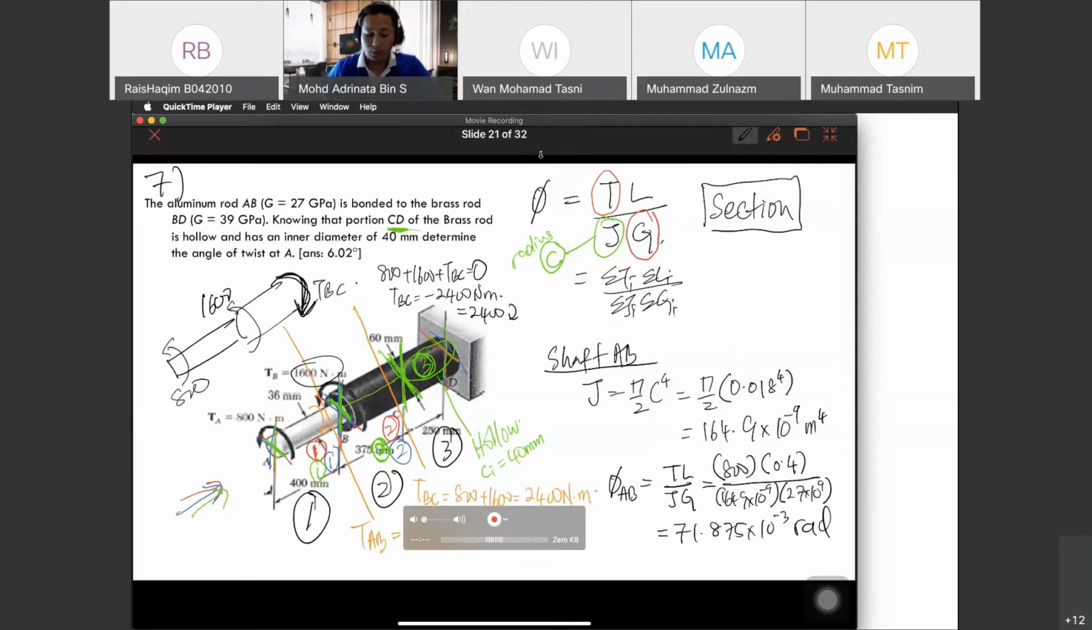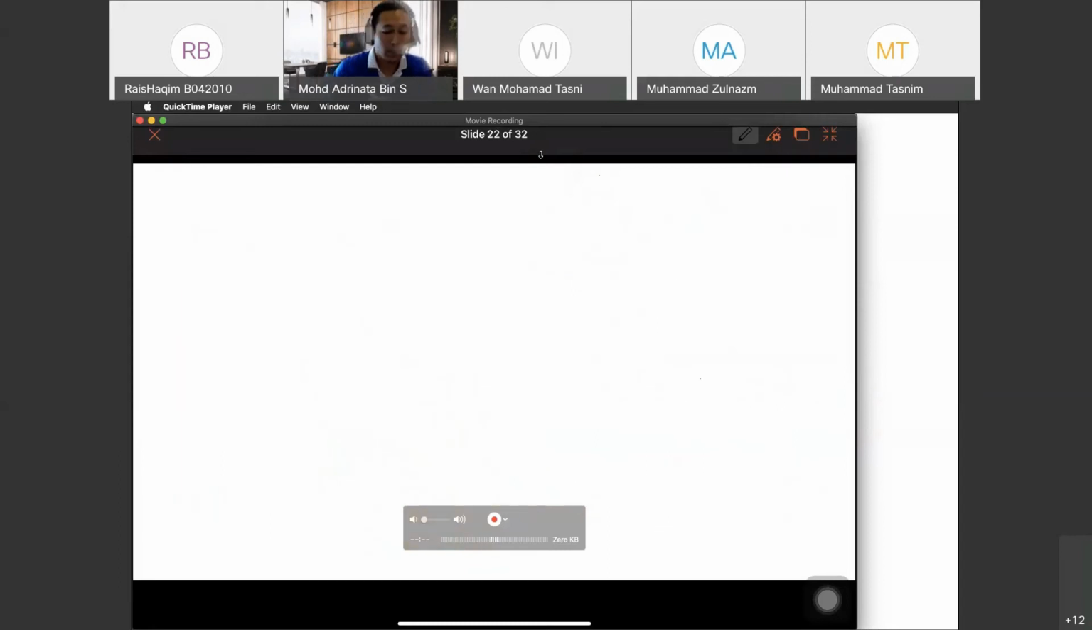So change to degree, or you can add up all of the twist of angle at the end of the question, so that you can change only one time for the degree. You change to the degree.